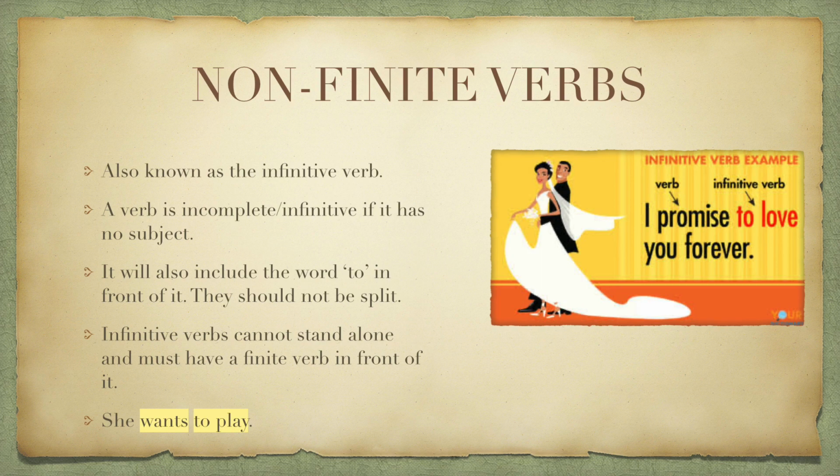Infinitive verbs cannot stand alone, and they will always have a finite verb in front of them. For example, she wants to play. Wants is your finite verb, and to play would be your non-finite or your infinitive verb. Remember that we identify non-finite verbs with a to in front of it.